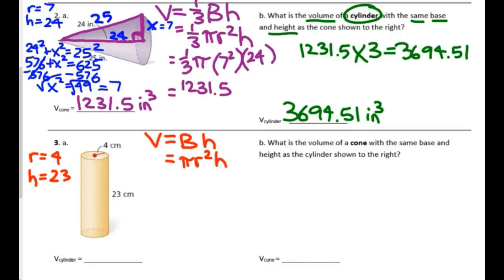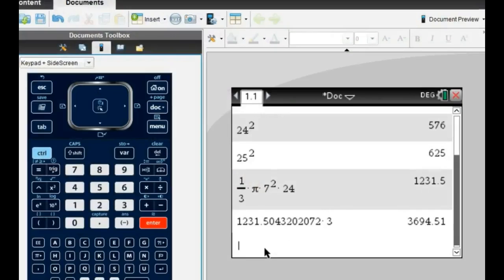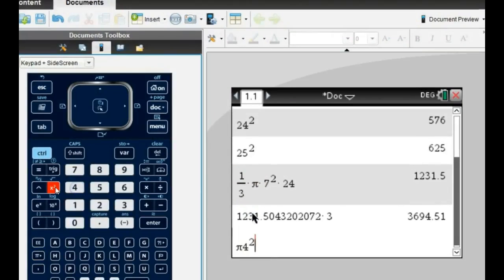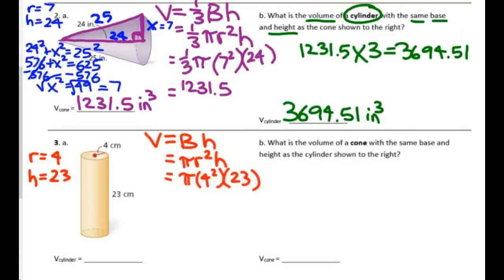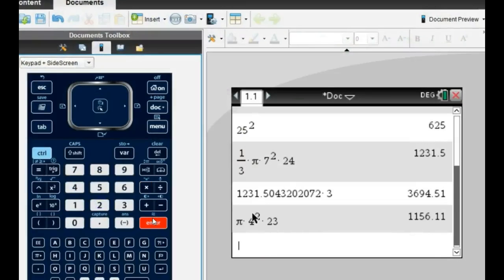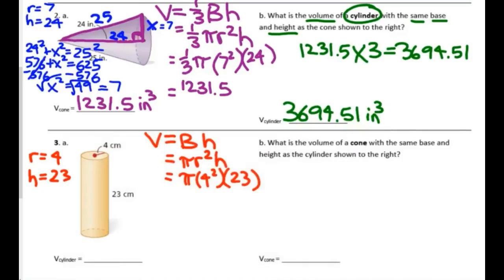And then we replace r with 4. Pi 4 squared. H is 23. And then we go to the calculator, plug it in. 1156.11. And my units are centimeters cubed. Okay?